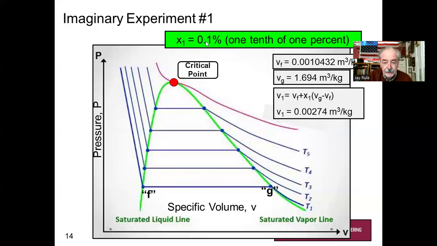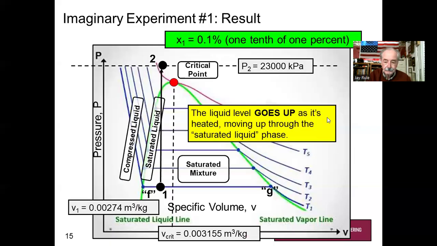We've got X1 is 0.1%. We wrote down V sub F and we wrote down V sub G. Well, V1 is going to be V sub F, that little number, plus X times VG minus VF. We'll turn the crank and we get V1 is 0.00274. Let's compare that to V sub F. So it's about double V sub F, isn't it?